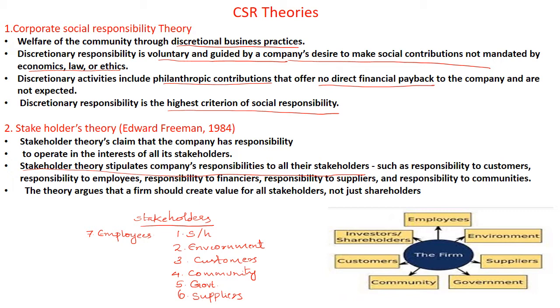Next is stakeholder theory, proposed by Edward Freeman in 1984. This theory states that the stakeholders are customers, suppliers, community, government, environment, investors, and employees. So the company has a responsibility towards the stakeholders. When we discussed obligation, we discussed economic responsibility, that is, the company's responsibility towards the shareholders, right? Then we discussed social responsibility or legal responsibility towards the government.